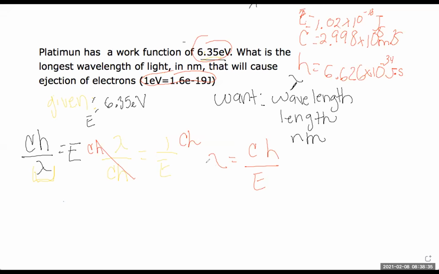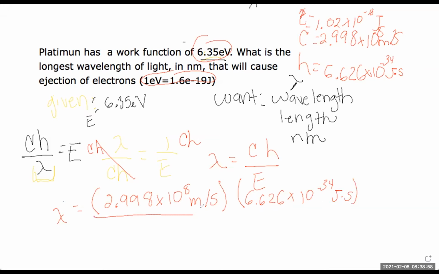So then we have lambda is equal to our C constant, which we said was 2.998 times 10 to the 8 meters per second, our H, our Planck's constant, which is 6.626 times 10 to the negative 34 joules times second, over our energy, which we found to be 1.02 times 10 to the negative 18 joules. So as you can see, our units will eventually cancel out.